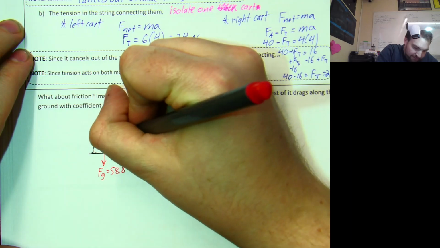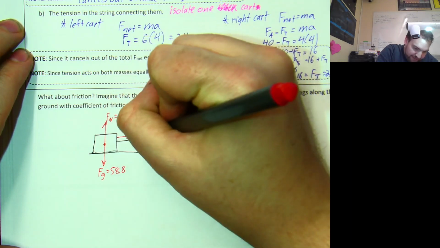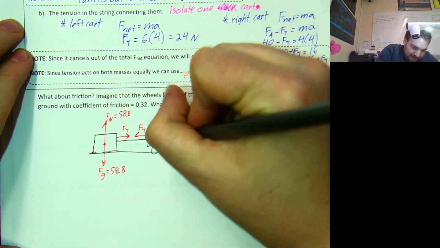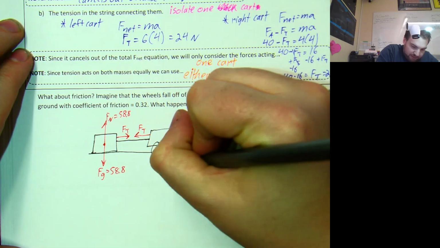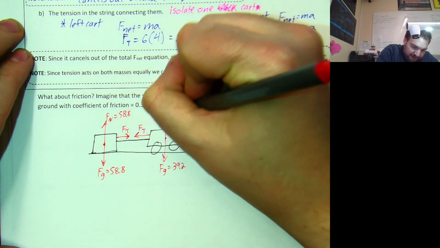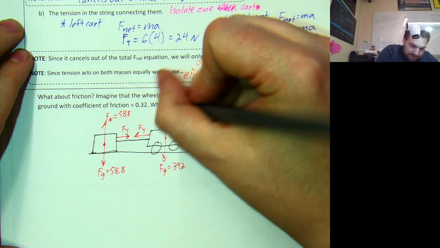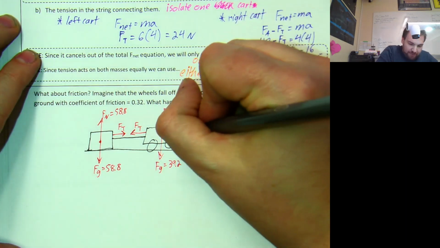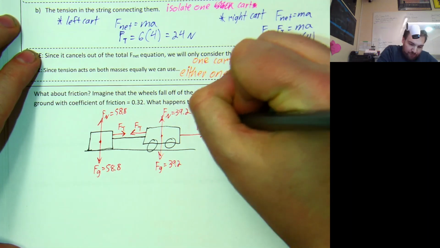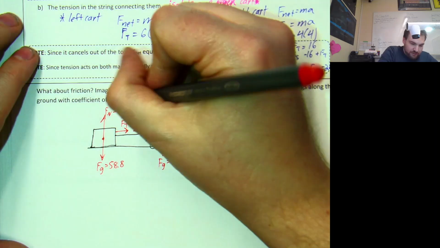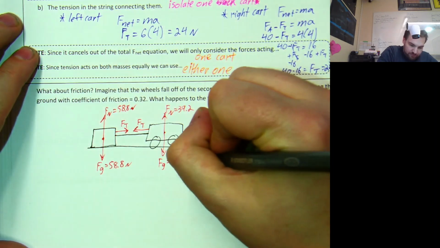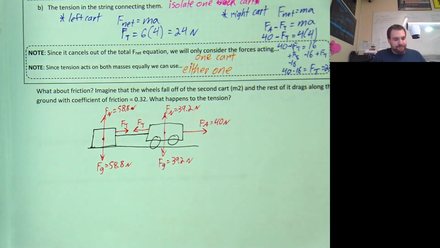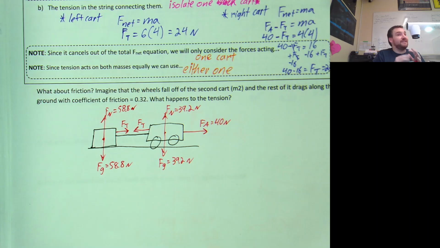And I've got a force of tension acting that way. On this guy, I've got a force of tension acting this way. I have an Fg down of 39.2. I've got an Fn up. We don't need these ones, but we'll include them anyway, because a free body diagram should include all your forces. And we still have that applied force of 40 newtons. These should all be newtons. Okay. Oh, one more force, because this thing is no longer rolling. It's dragging along the ground with a coefficient of friction.